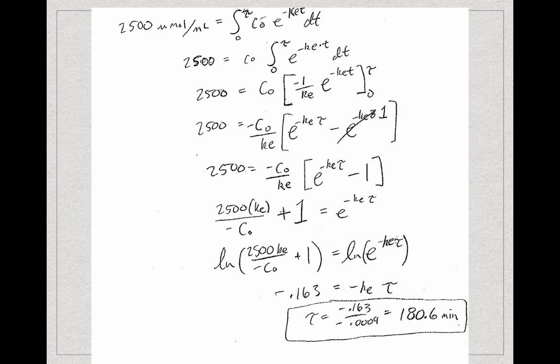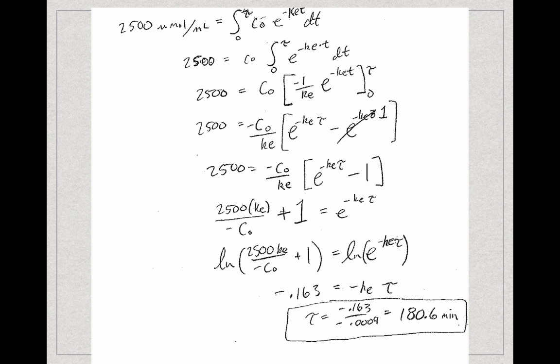So again, pay attention to your conversion units. I gave it to you as 2.5 millimole per milliliter, and we solved all of our concentrations in micromole per milliliter. So make sure that you've converted that properly. So 2,500 micromole per milliliter equals the integral from 0 to t, C0 e to the minus KE t. So just pulling out the constant, 2,500 equals C0, integral 0 to t, e to the minus KE t. Again, integrating that, 2,500 equals C0 times minus 1 over KE, e to the minus KE t from 0 to t.